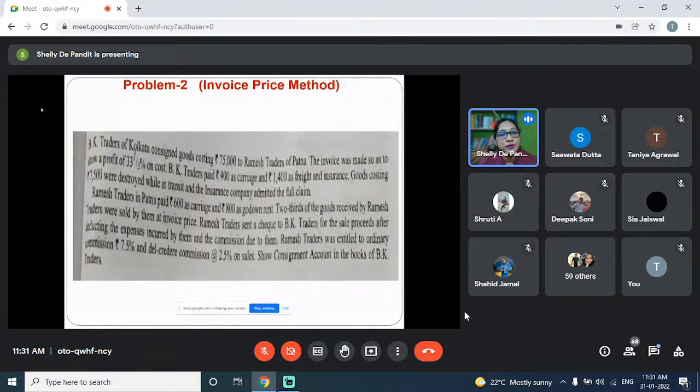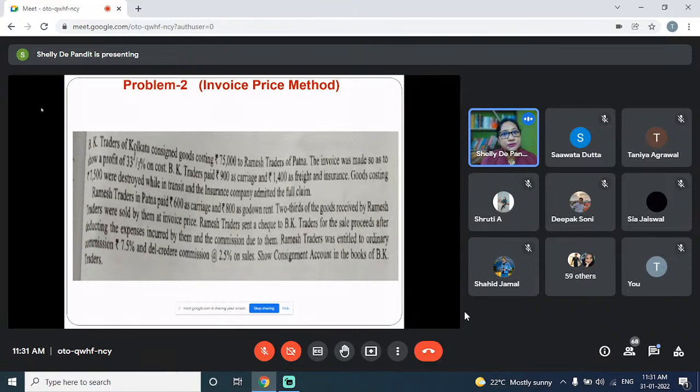That means you just apply the formula. What was our previous formula? IP is equal to C plus P, right? So what is my P? 33 and 1/3. You can write it as 33.33, or write straight away 1/3. And on cost, that means your cost will become 100. And 100 plus 33.33, that is your IP, will become 133.33.